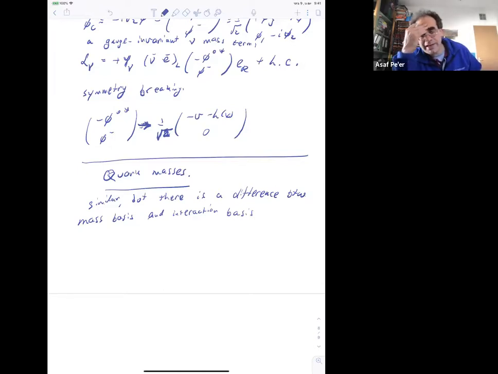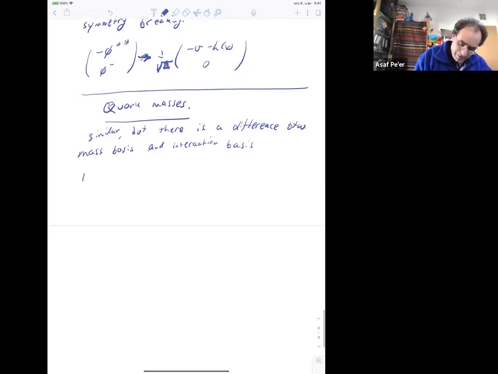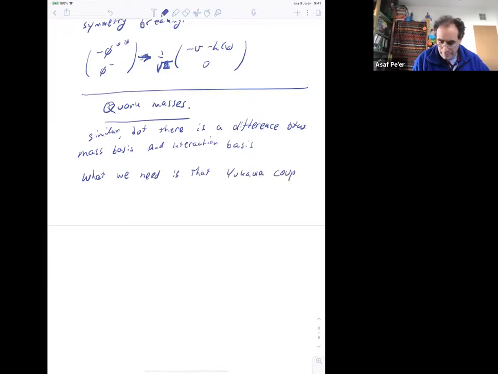So if we just do exactly as we did for the leptons, we're going to end up with masses in the interaction term, and we want masses in the mass term, in the mass basis, right? So basically, the only thing we need really is to have a mixing. So we want the Yukawa coupling to mix the quark generations. So what we need is that the Yukawa coupling mixes the generations.